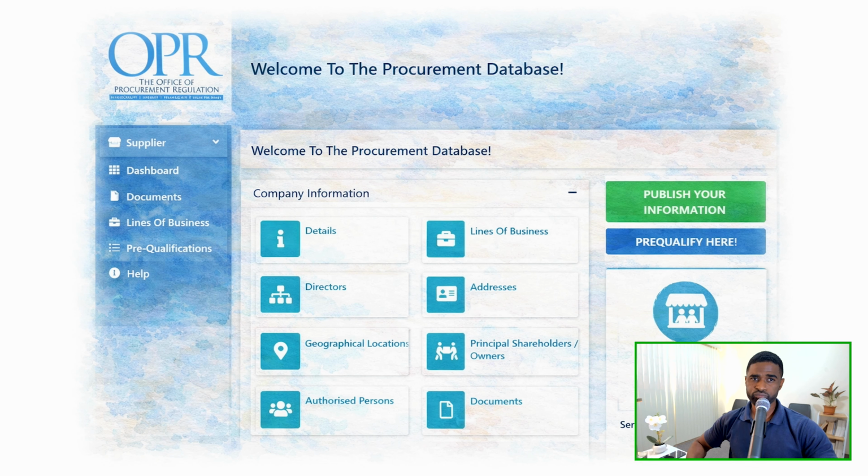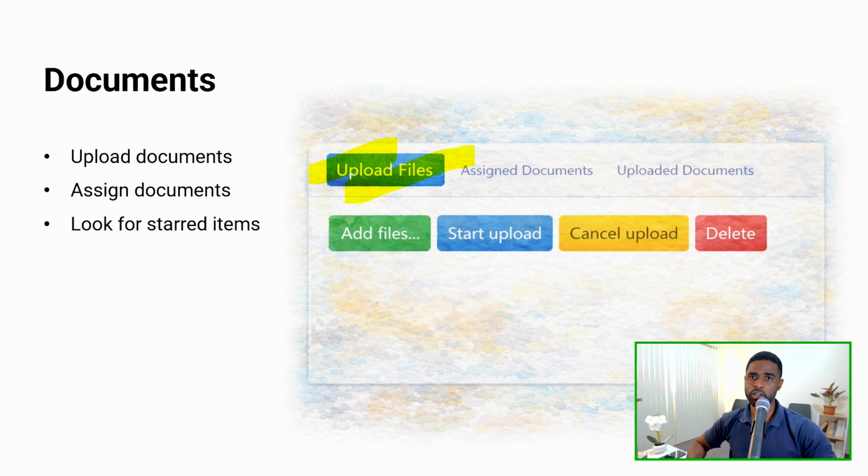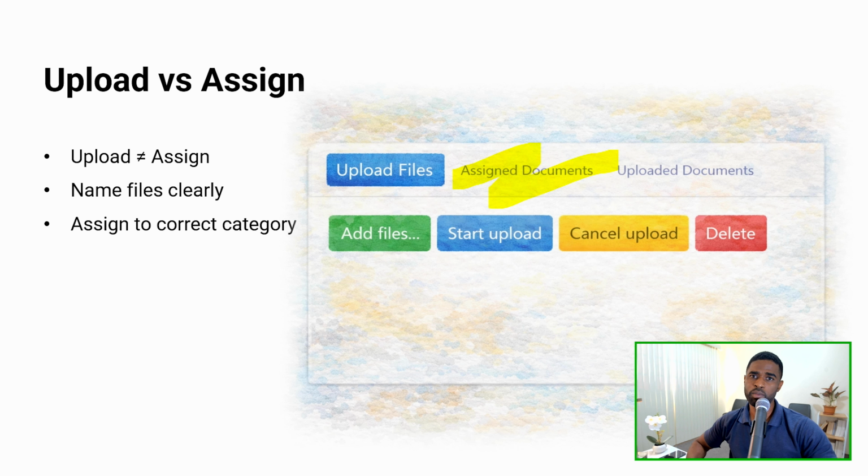Documents are one of the biggest pain points in this entire process. Uploading a document is not the same as assigning a document. On the slides, you'll see uploading simply stores the file. Assigning tells the system what the document is and where it belongs. Another important habit is naming your files properly. Clear file names reduce confusion when you're assigning documents, and when someone else is reviewing your profile.